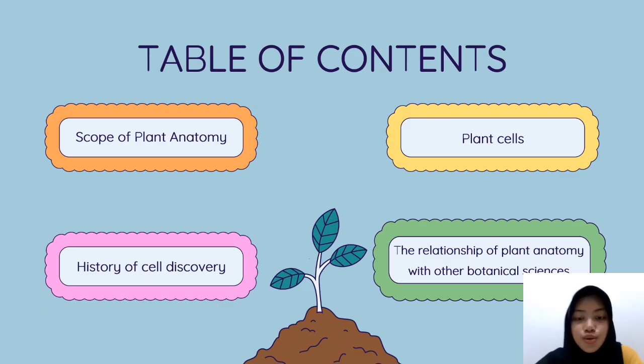Okay, thanks to the moderator. I will explain today's material about plant anatomy. There is the table of contents. The first material is the scope of plant anatomy. This includes cells, then organs, and then plant tissue. The second material is the history of cell discovery. The third material is plant cells. And the fourth is the relationship of plant anatomy with other botanical sciences.